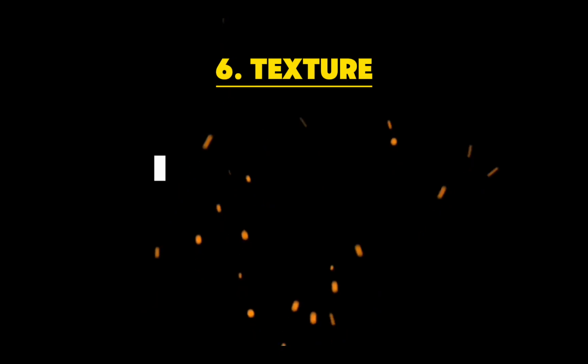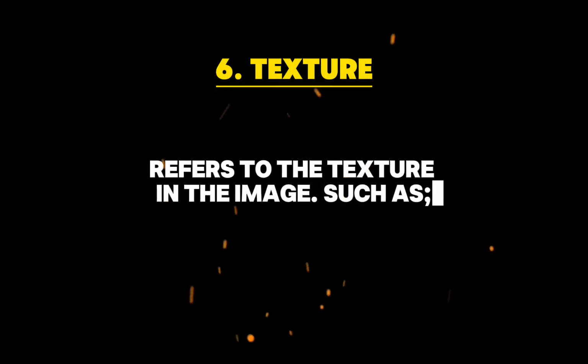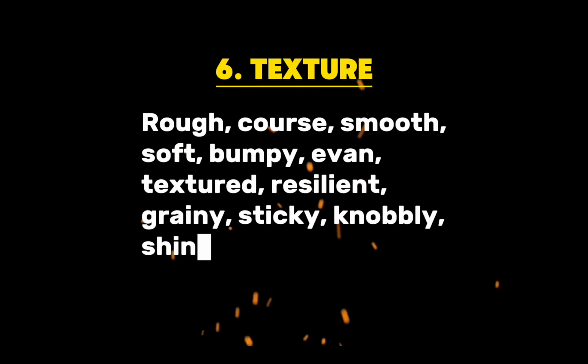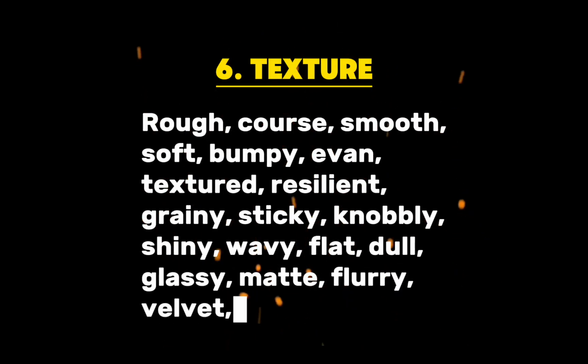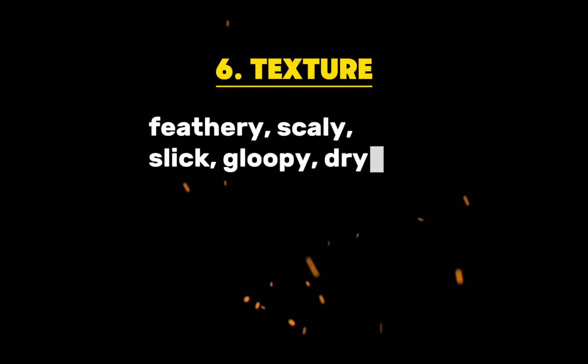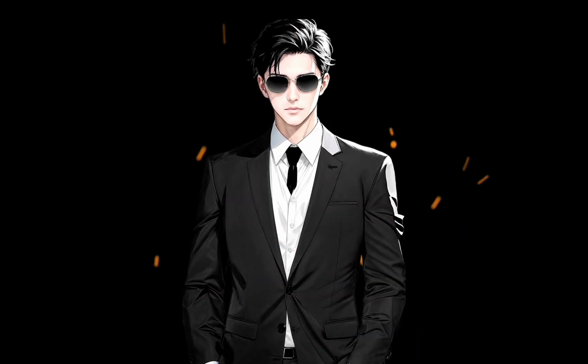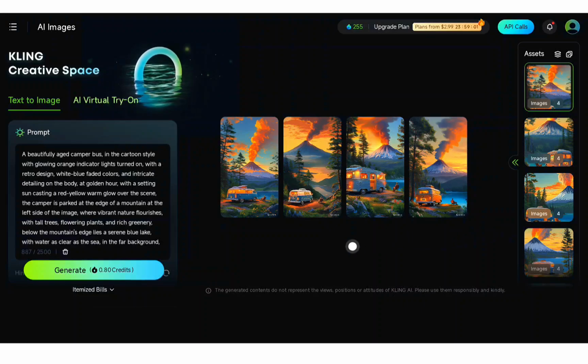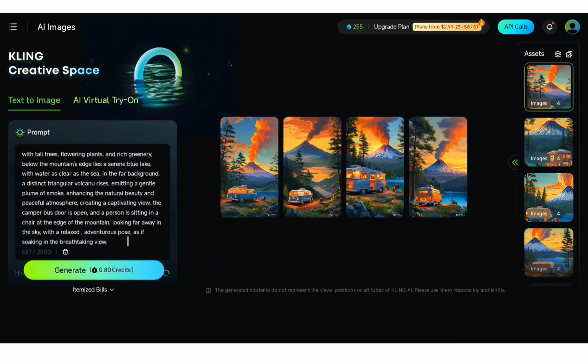etc. 6. Texture refers to the texture in the image, such as rough, coarse, smooth, soft, bumpy, even, textured, resilient, grainy, sticky, knobbly, shiny, wavy, flat, dull, glassy, matte, furry, velvet, bristly, feathery, scaly, slick, gloopy, dry, etc. All right, by adding these small details into our prompt, we can achieve extremely detailed outputs for our images. Now, I will also include our 6th step in the prompt.